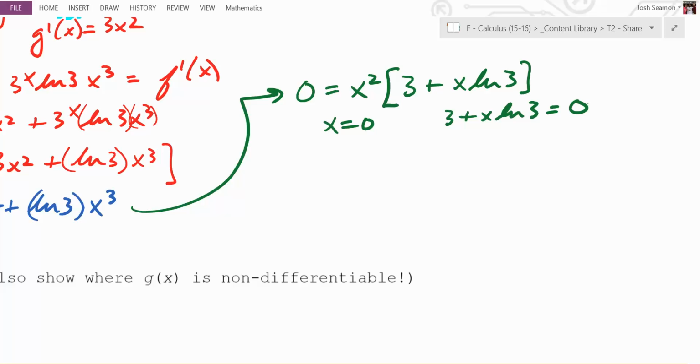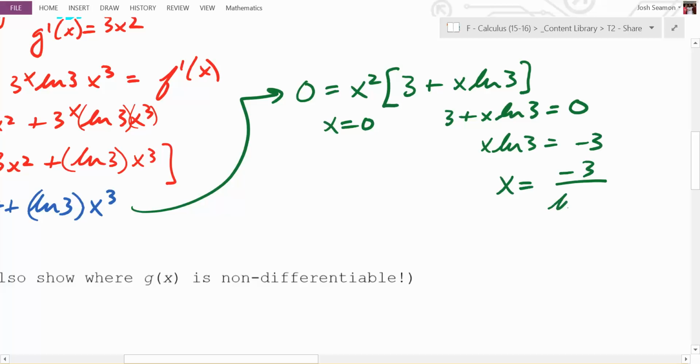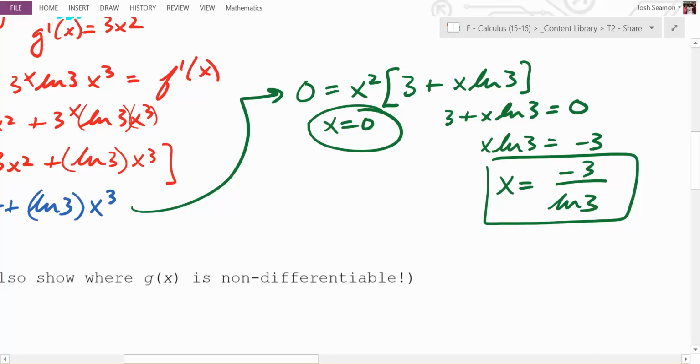This one right here, what do we subtract from both sides? 3. So you have x ln 3 is equal to negative 3. So what does x equal? Negative 3 over ln 3. Did we find our two answers? We did. Yes.